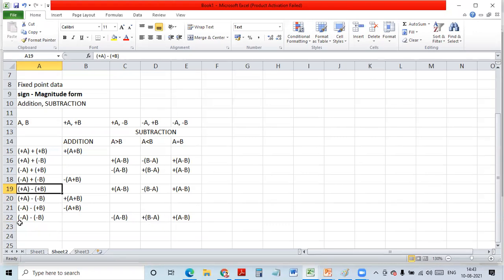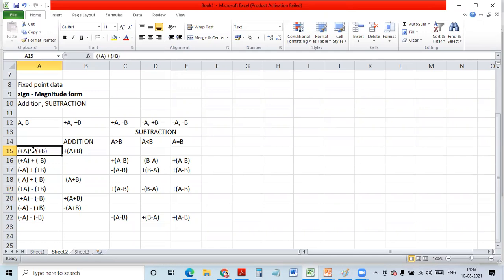Okay, see, because both have the same signs, right? If A is greater than B, the resultant is positive. If A is less than B, negative is the result. So I have to take the complement of the sign of A. And in subtraction, if both the signs are the same, the operation is subtraction. If both the signs are different, the operation is addition in case of subtraction. Am I clear?